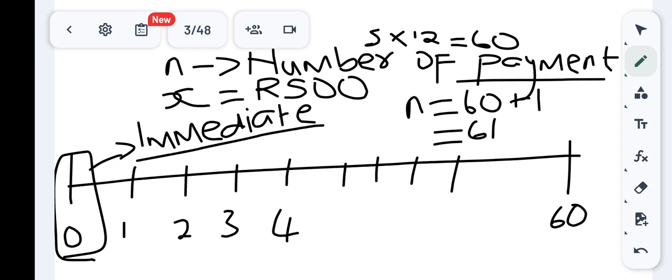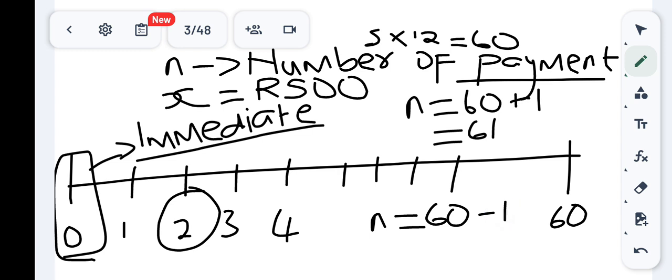But what if I started in 2 months' time? In 2 months' time, that means I started here at T2. So I skipped 1 month. It means I'll have to subtract: N is equal to 60 minus 1, because I skipped 1 month there, and this is going to be 59 number of payments. So it's very, very important to choose N correctly.